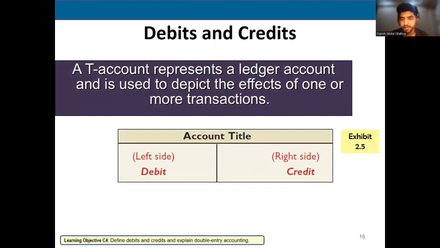Debit comes on the left side of an account title, ledger, or T account. Credit comes on the right side. A T account represents a ledger account and is used to depict the effects of one or more transactions. This debit and credit will help us in recording transactions, like how an account head behaves. For example, if revenue is increasing, is it going to increase the debit side or credit side? You have to understand these things. Okay, let's move.